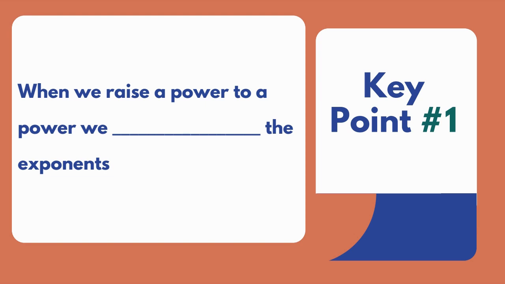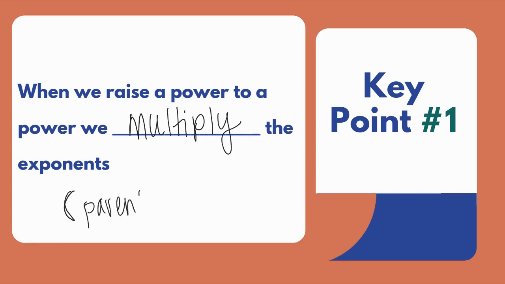So let's summarize this with a rule. When we raise a power to a power, we multiply the exponents. And something really important here is that when we raise a power to a power, there will always be parentheses. Okay, that's how we will know that we are raising a power to a power, is that there will be parentheses.